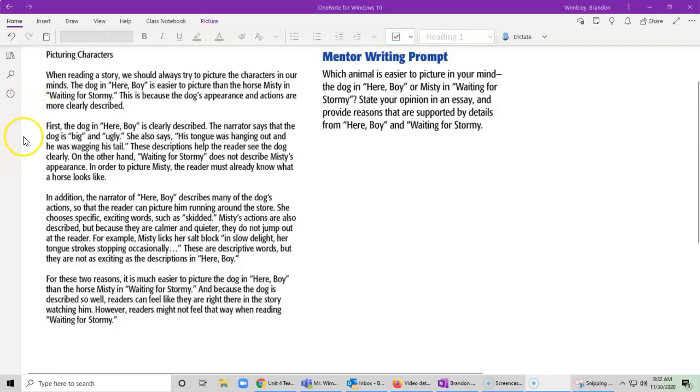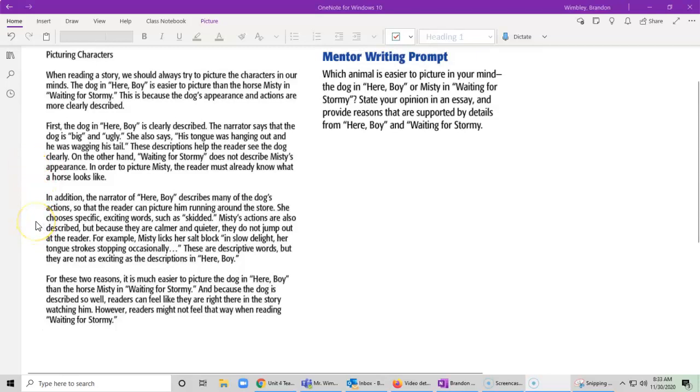So paragraph 2. First, the dog in Here Boy is clearly described. The narrator says the dog is big and ugly. She also says his tongue was hanging out and he was wagging his tail. These descriptions help the reader see the dog clearly. On the other hand, Waiting for Stormy does not describe Misty's appearance. In order to picture Misty, the reader must already know what a horse looks like. So this paragraph talks about their appearance and why it's easier to visualize the dog because we describe it. The horse we'll find out in Waiting for Stormy. They don't describe what it looks like.